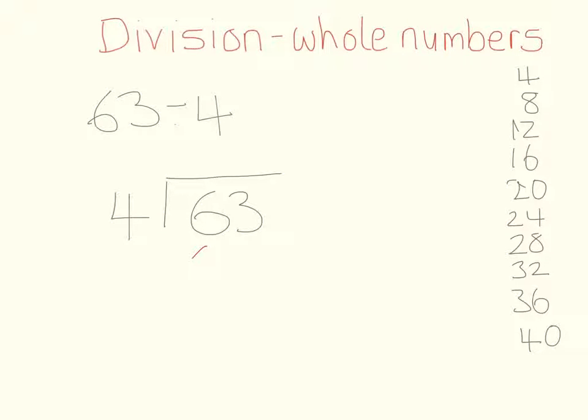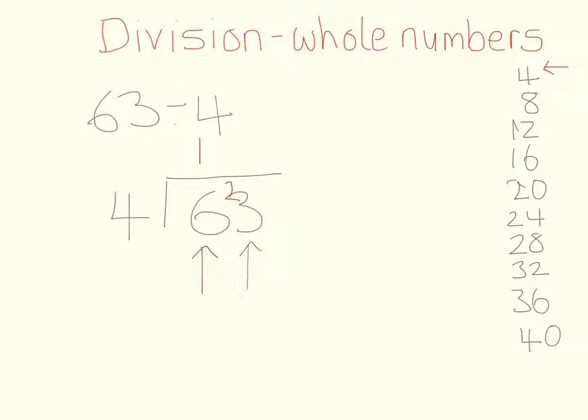I'm then just going to take one digit at a time. So I'm going to look at the 6 first of all. How many groups of 4 can I make out of 6? Well, I can make one group, which would get rid of 4. And the difference between 4 and 6 is 2, so the remainder I would pass across would be 2.